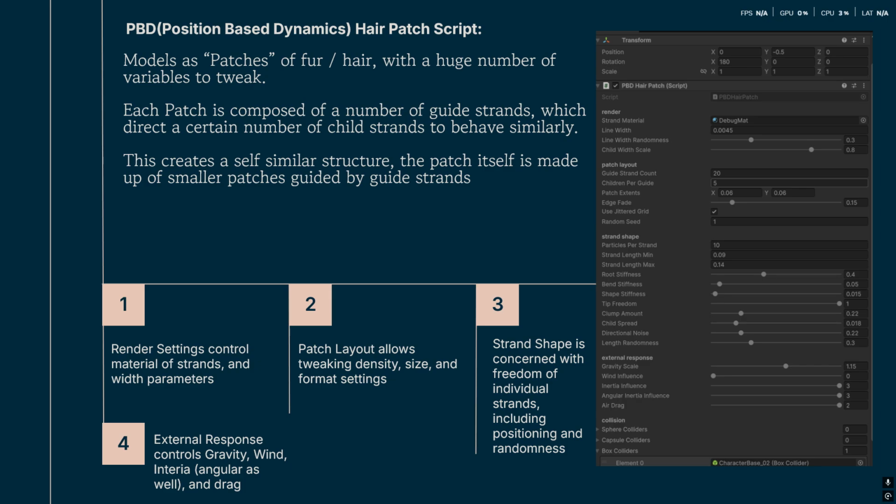And then finally, what I added last was external responses: gravity, wind, inertia, angular inertia. So this is like as an object is moving, or as you crank up the wind in an environment, or as you change all of those things, how much does it affect each patch? This can be used later to model things like wetness, where a wetter patch would be a darker color and not respond as much because it's heavier. So these are a lot of parameters that are going to be super useful in my future work.